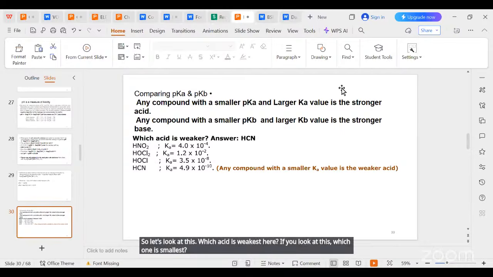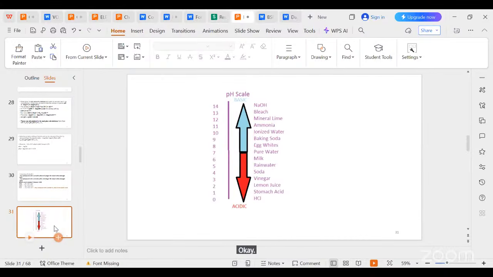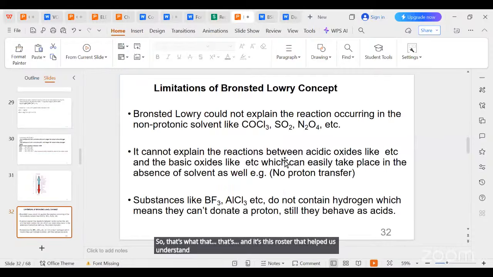It gave us Ka. So the larger the Ka, the stronger the acid. The smaller the Ka, the weaker the acid. So which one will be weaker? Let's look at which one has a smaller value. HCN. Correct. It has a smaller value. You are correct. So that's how the Brønsted-Lowry theory helped us understand this. Because of that, we now have a scale.